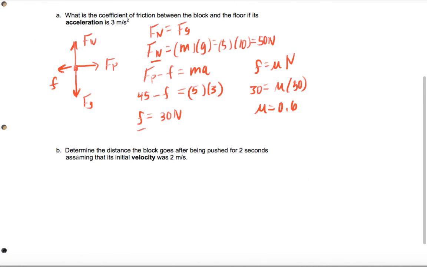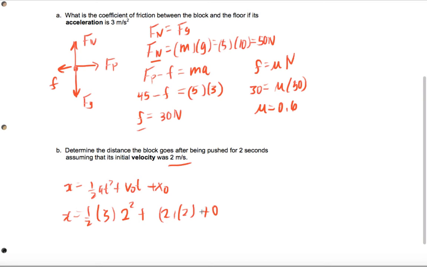Now I want to know the distance the block goes after being pushed for 2 seconds, assuming its initial velocity was 2 meters per second. So we have x equals 1/2 a t squared plus v naught t plus x naught. So x equals 1/2 times the acceleration, 3, times 2 squared, plus 2 times 2, plus 0. And this is going to give me 3 times 2 plus 4, which is 10 meters covered.